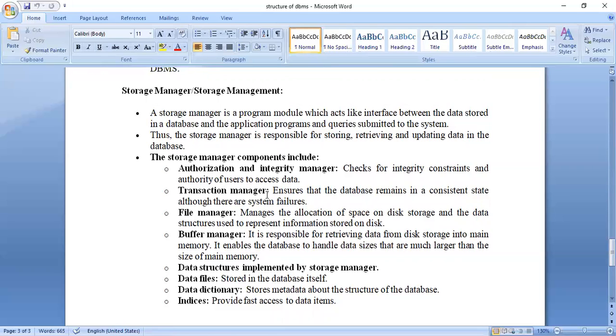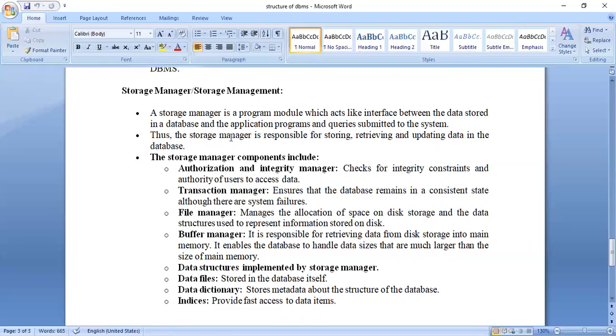Next, the buffer manager is responsible for retrieving data from disk storage into main memory. We obviously know this when we say buffer, because the database is completely working on the hard disk. So the data has to be retrieved into another location, which is called the main memory. In the main memory, the required modifications will be performed, and when we use the commit statement, immediately it will be moved back to the hard disk. That is what happens with the buffer manager.